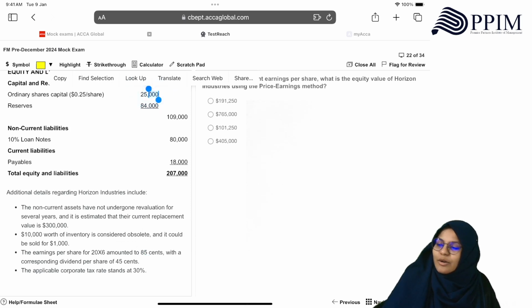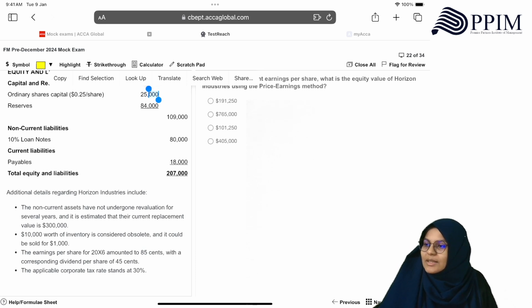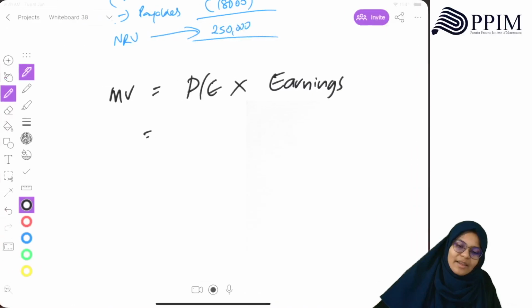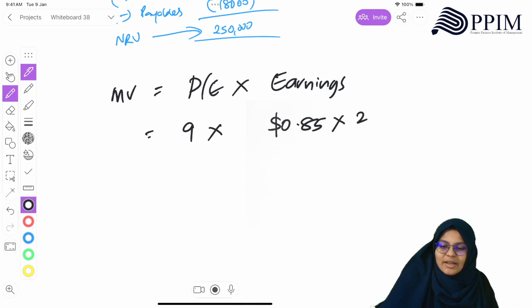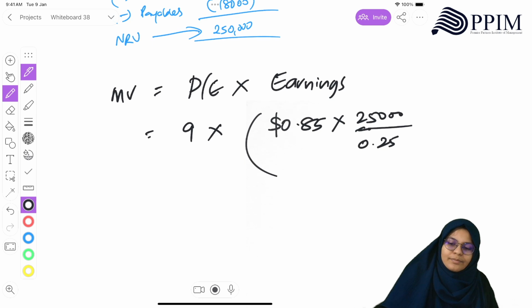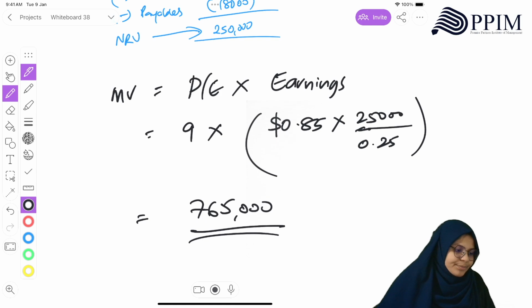It was a book value of 25,000 and the nominal value is 0.25. So, 25,000 divided by 0.25 will give me the number of shares in issue. Okay. So, I will get that figure. 9 into earnings per share, which they told me was 0.85, into the number of shares. So, that is 25,000 divided by 0.25. That will give me the market value, which is 765,000. Simple calculation.